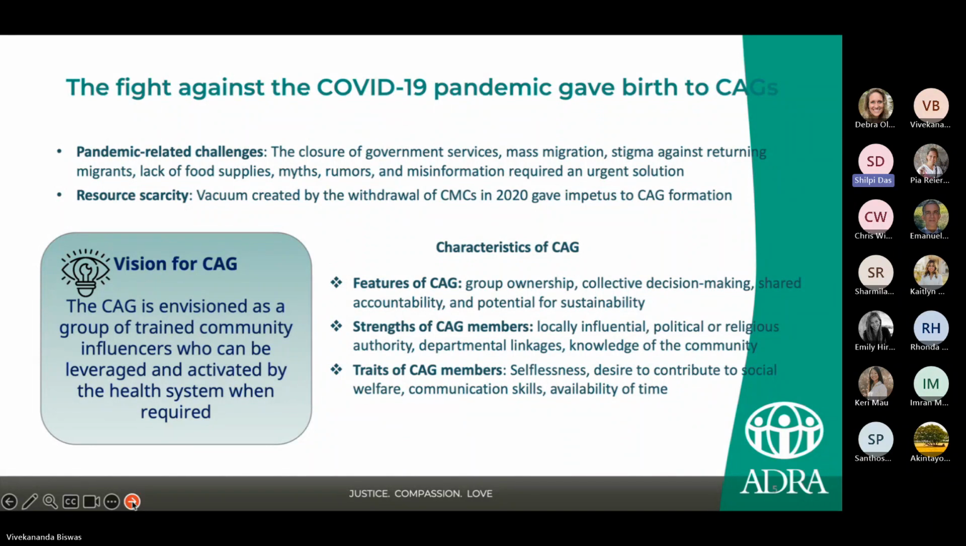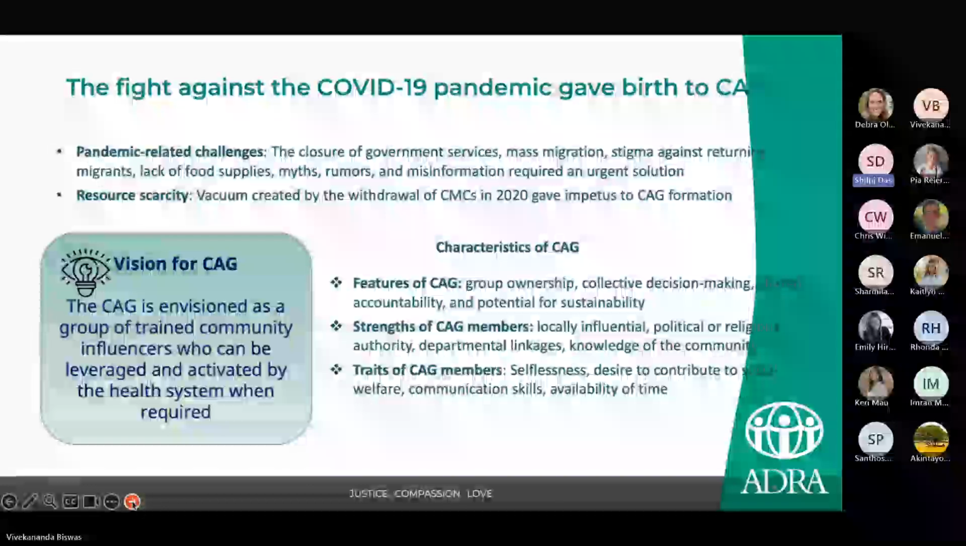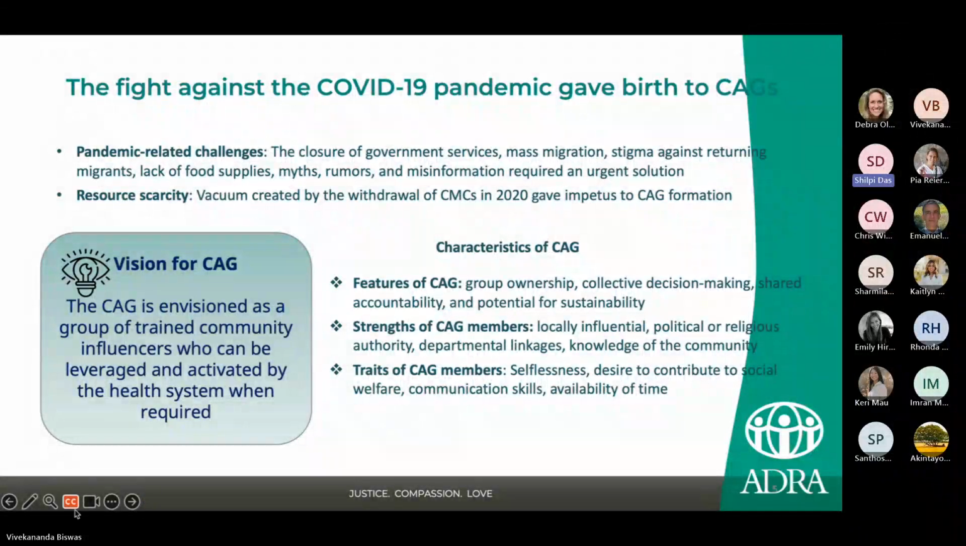So these CAG who were formed were trained community influencers who could be leveraged and activated by the health system when required. These CAG members were capacitated community groups and strengthened the work of health functionaries in improving the community uptake of health services by bridging the gap between the health service and the community.